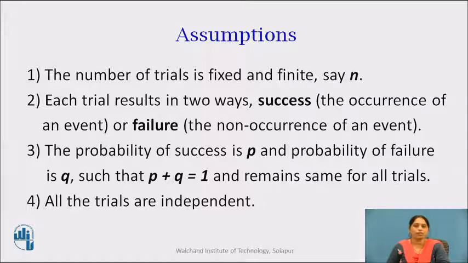The assumptions are: the number of trials is fixed and finite, say n. Each trial results in two ways: success, that is the occurrence of an event, or failure, that is the non-occurrence of an event. The probability of success is small p and the probability of failure is small q, such that p plus q is equal to 1 and remains same for all the trials. All the trials are independent.